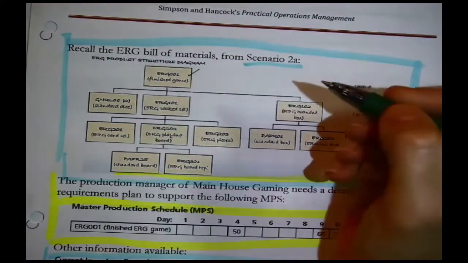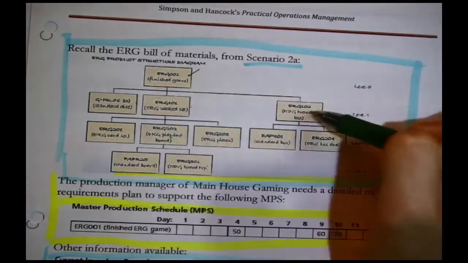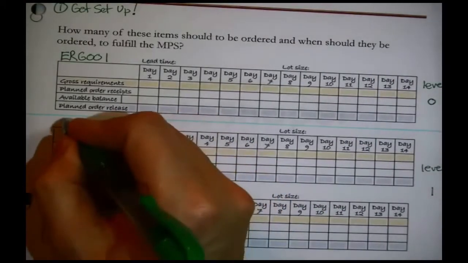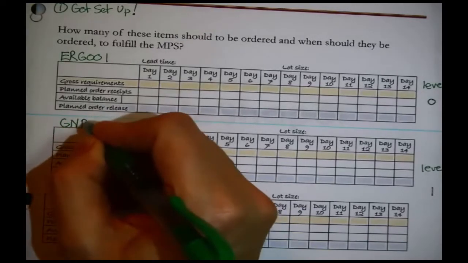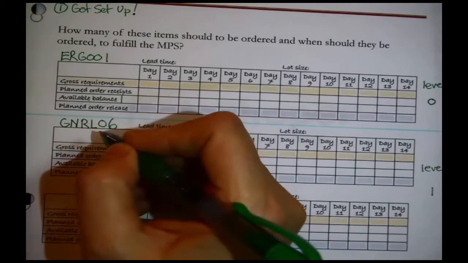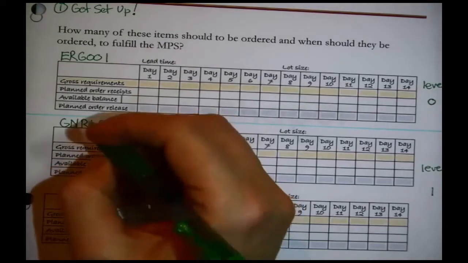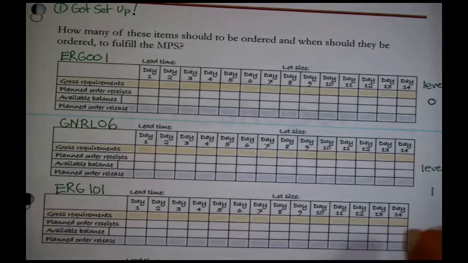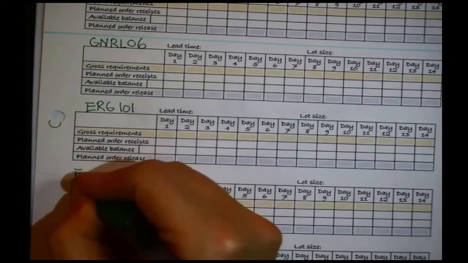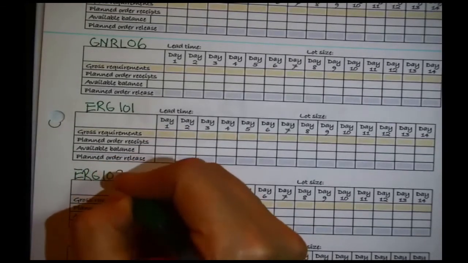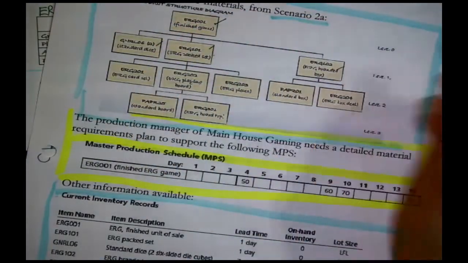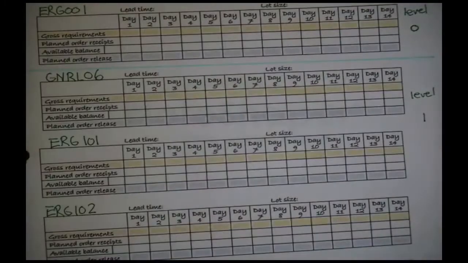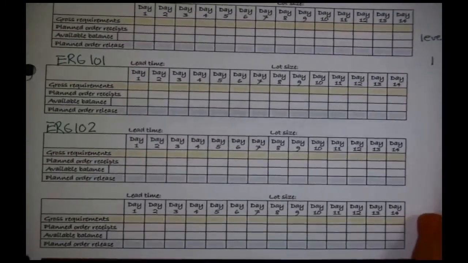I dedicated a record to that one, but then there are these 3 items on level 1. Dedicate records to them. Okay, well that would be GNRL06. That was one of them, right? What was another one? ERG101, and then ERG102. Great. I have a record for that one, and for that one. And that finished up level 1, although it didn't finish up all the records on this page.